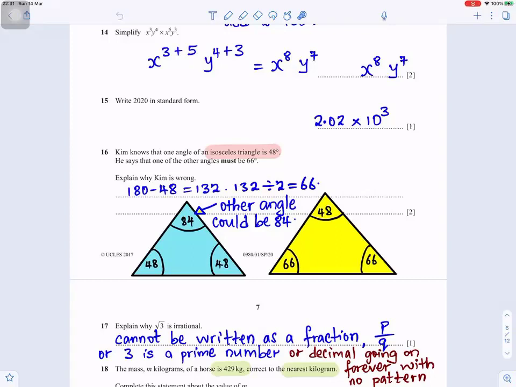Question number 17. Explain why square root of 3 is irrational. An irrational number cannot be written as a fraction like p over q. Or you might say that 3 is a prime number, and with a prime number you cannot find the exact square root. Or you can say, if you find the square root, you get a decimal which keeps going on forever with no pattern.